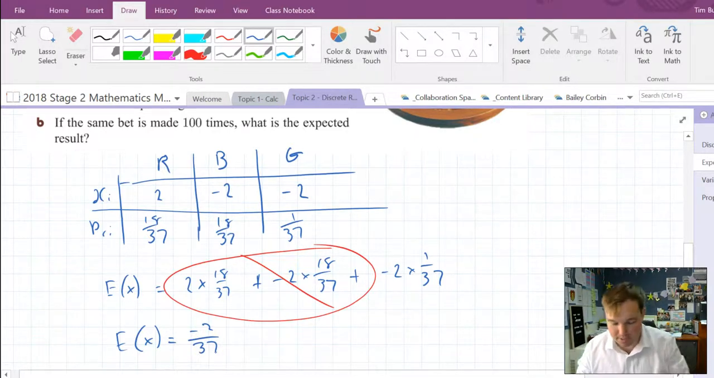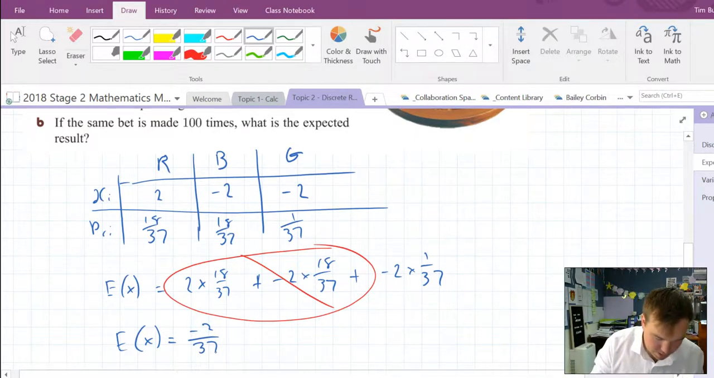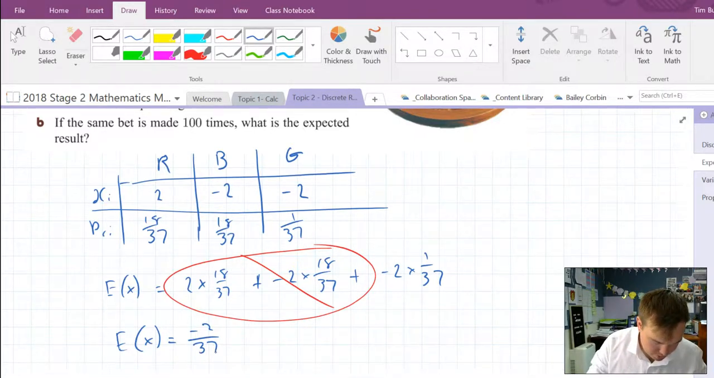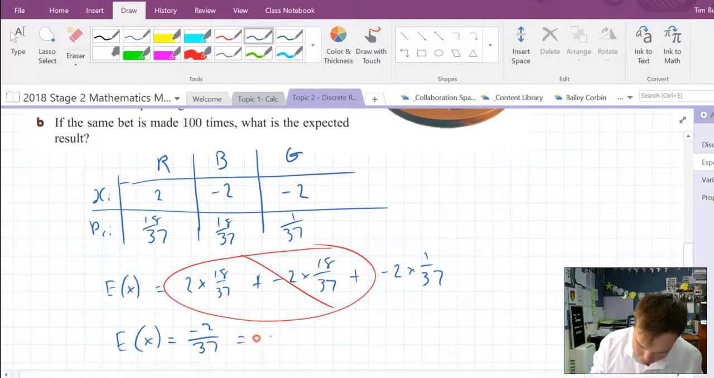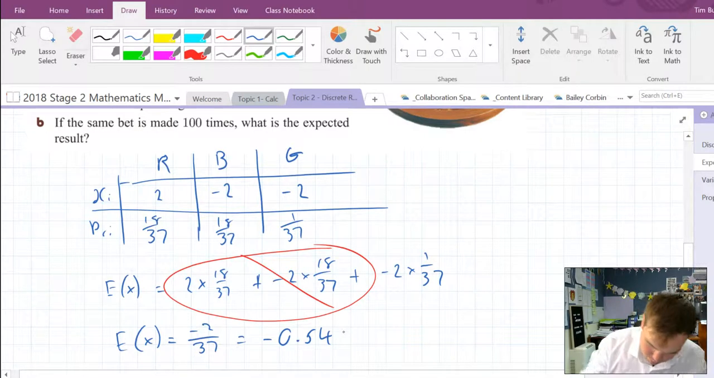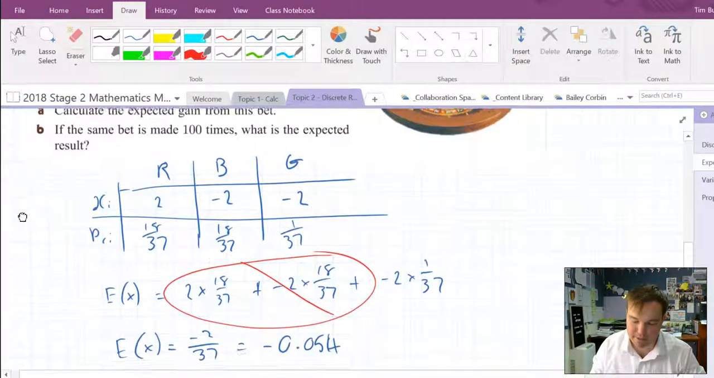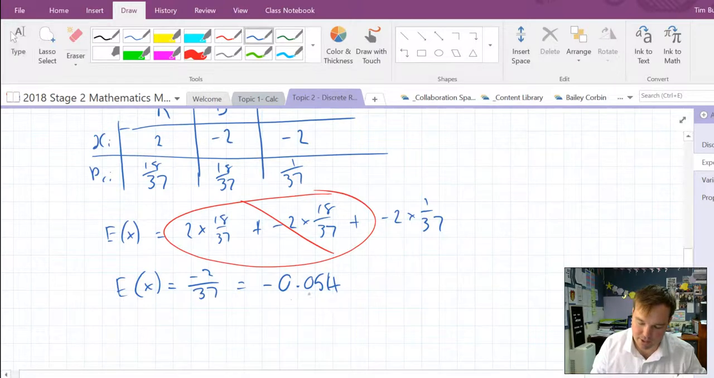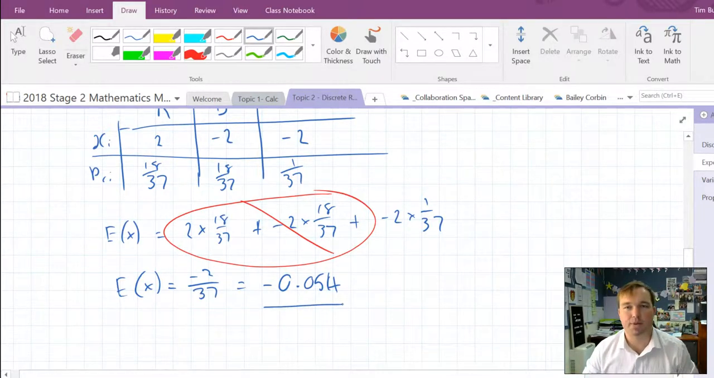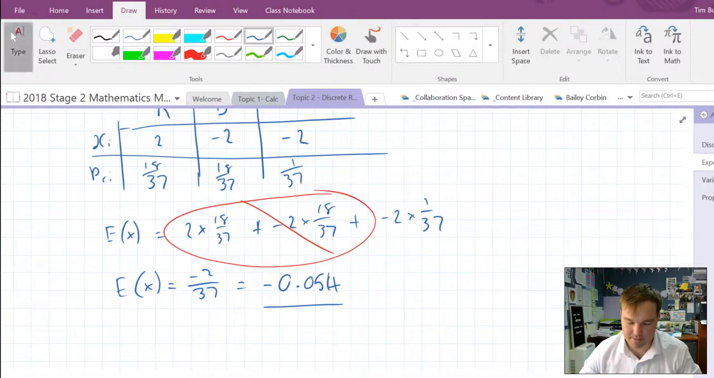And if we chuck that into a calculator and work out what it is as a decimal, it's going to be quite a small number, but that's okay. It'll be minus 2 divided by 37, which is about negative 0.054. Which means that the expected gain from this bet is a loss of about 5 cents. So every time you play this game, you're going to lose about 5 cents.